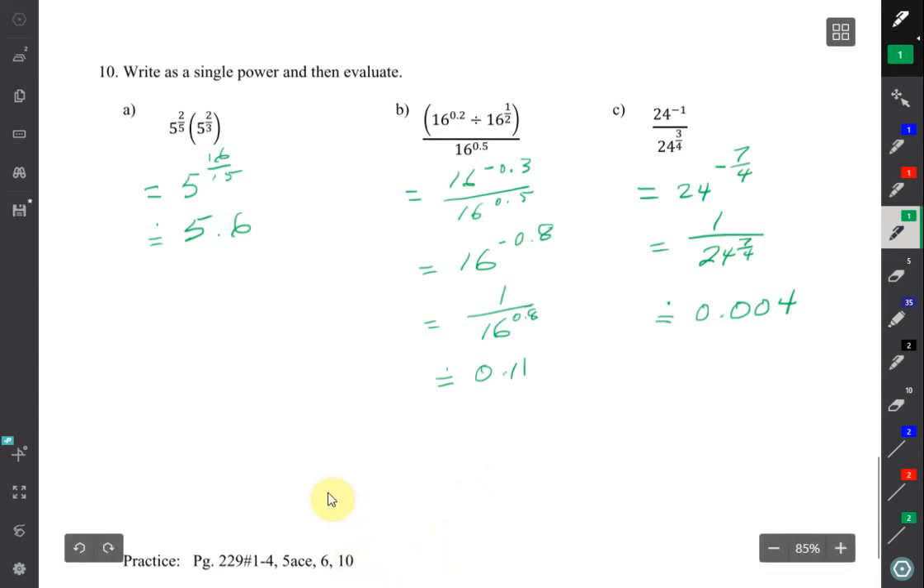Now you can go ahead and practice this skill.